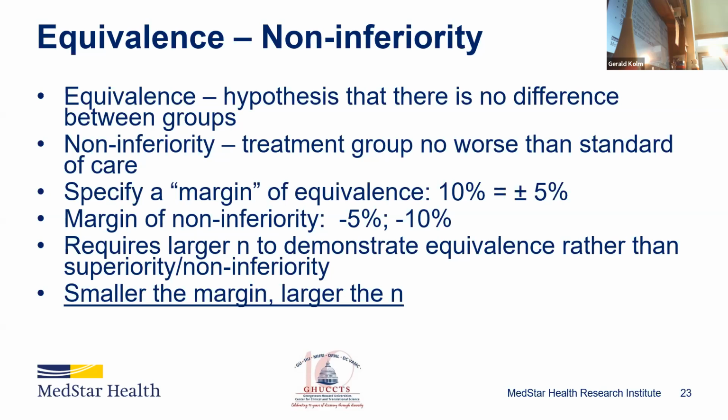So it turns out that you need more N to demonstrate equivalence rather than superiority or non-inferiority. But in either case, whether you're doing equivalence or non-inferiority, the smaller the margin, the larger the sample size you're going to need.